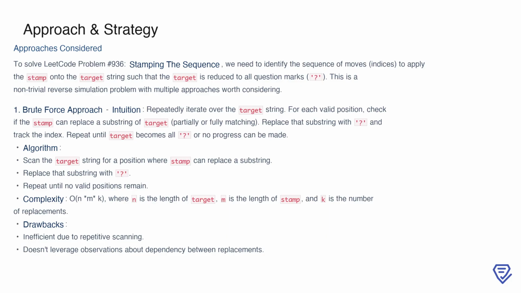The time complexity is proportional to the product of the lengths of the target and stamp, multiplied by the number of replacements. Additionally, this approach does not effectively handle dependencies between replacements, making it less efficient for larger inputs.